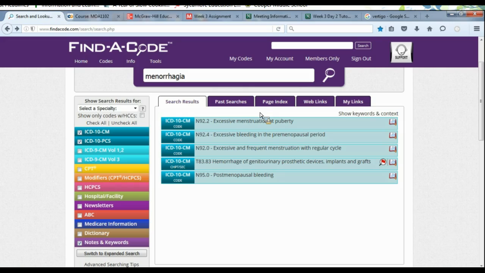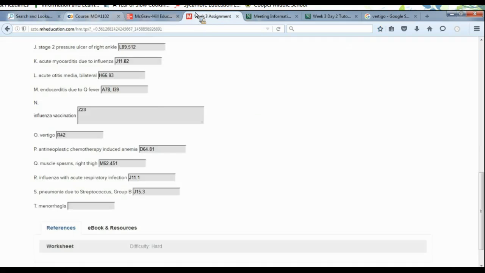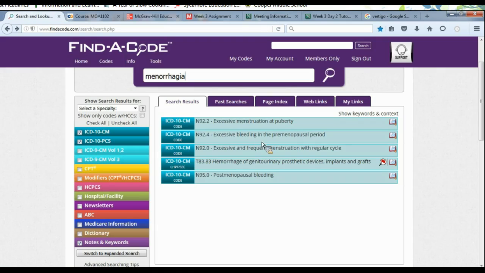Now remember, excessive menstruation at puberty is not the correct answer because it didn't mention at what specific stage. So it says menorrhagia, excessive menstruation at puberty. That's ruled out. We just want plain old menorrhagia. Then we have excessive bleeding in the premenopausal period. Again, it did not specify what period or stage of life this is occurring. But excessive and frequent menstruation with regular cycle, yep, that's our one. That's what menorrhagia is.